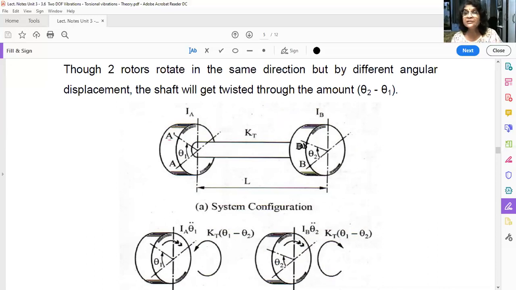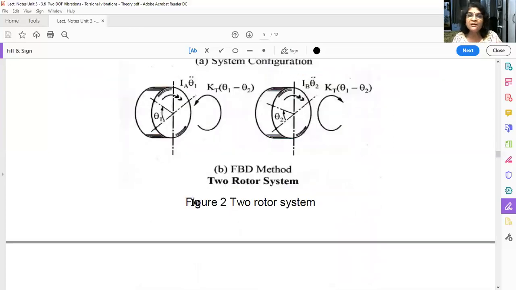So is this connection in series or in parallel? If you remember, in unit number 1, we solved many problems having springs in combination, either in series or in parallel. So these two rotors are connected in series. How will you find their equivalent mass moment of inertia?